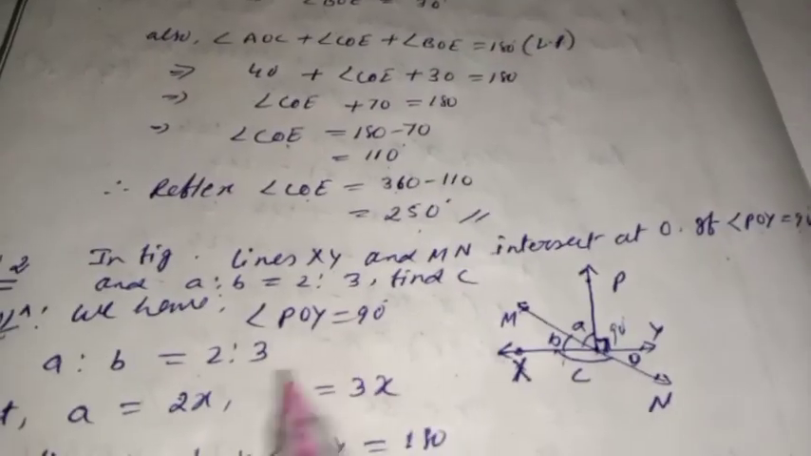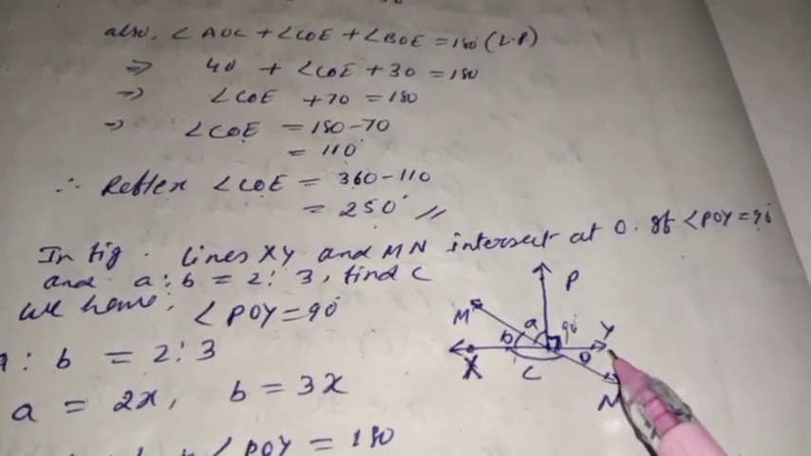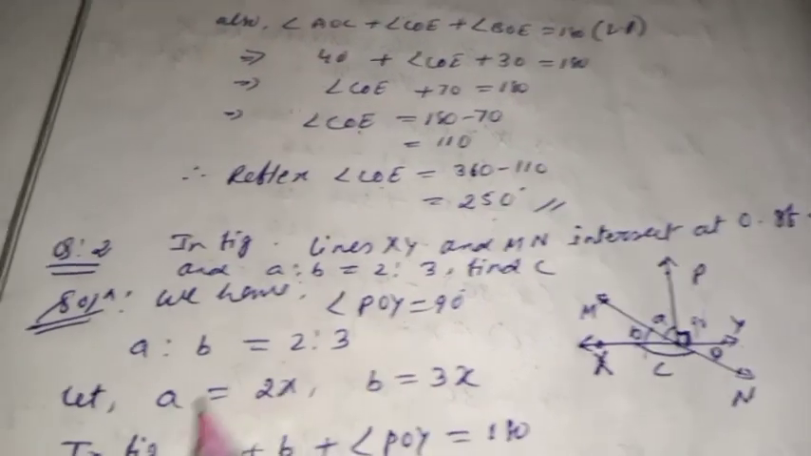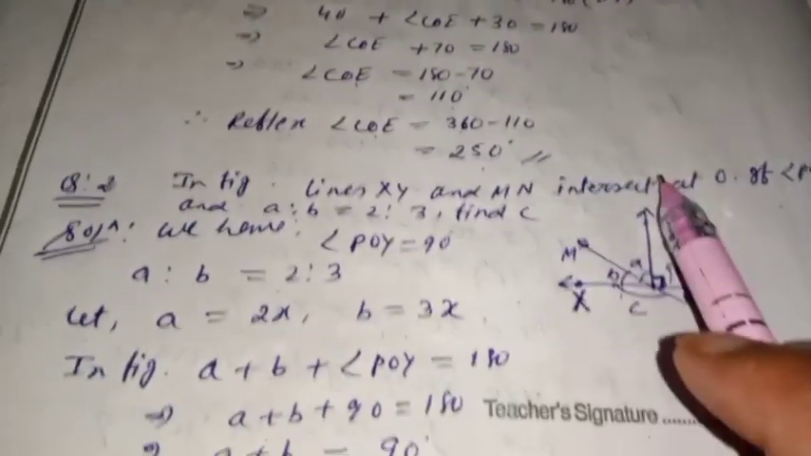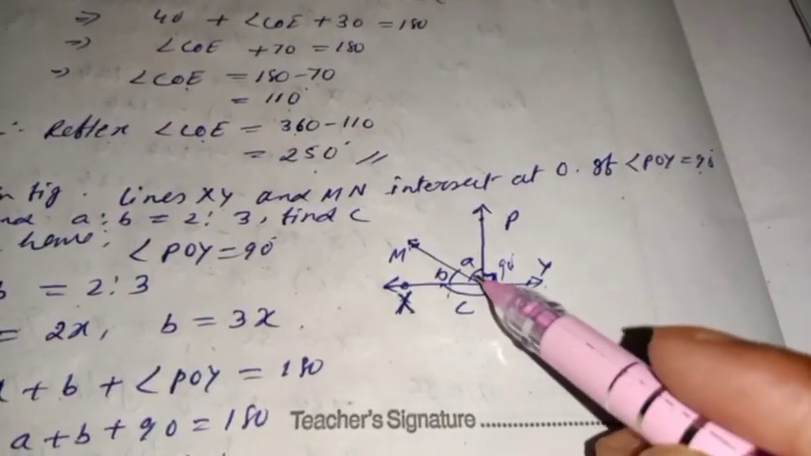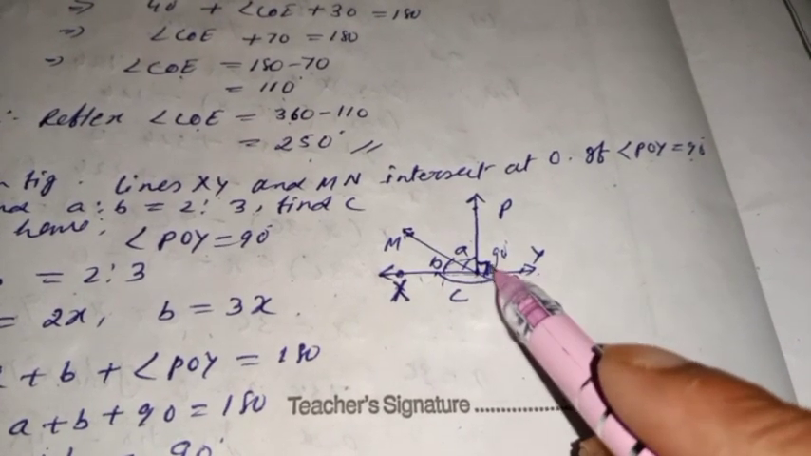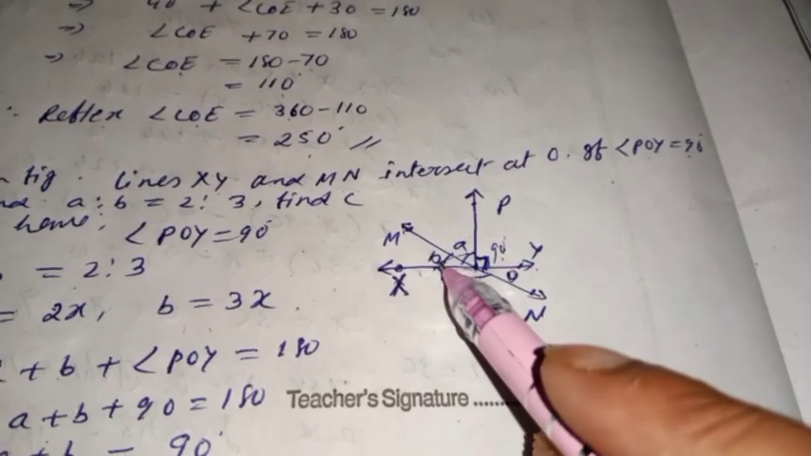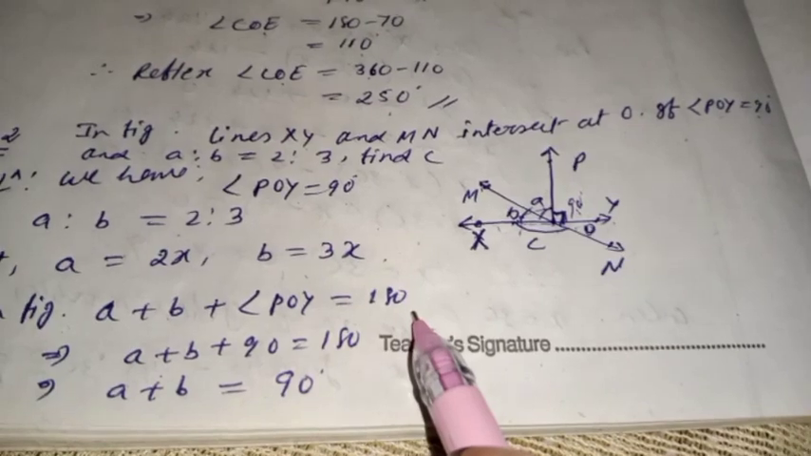So we have angle POY is equal to 90, given. And A to B is 2 to 3, so it is a ratio. You can take it like that: let A be equal to 2x and B be equal to 3x. In the figure, we can see clearly that XY is a line. So the sum of A, B and this POY is 180. You can write A plus B plus POY is equal to 180.